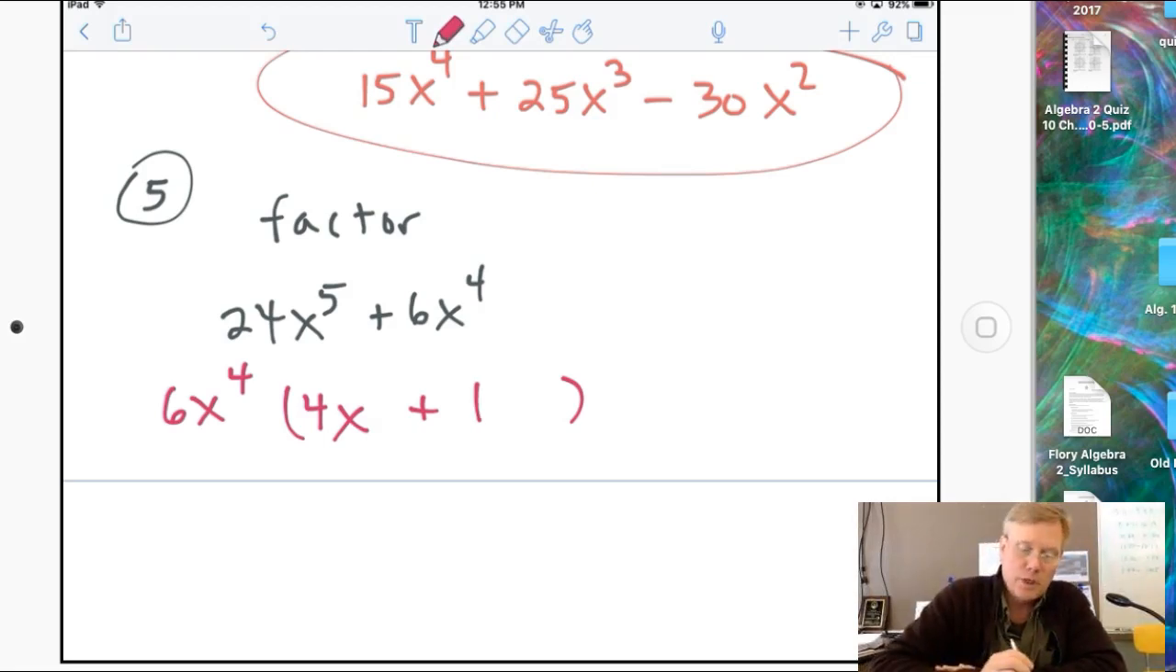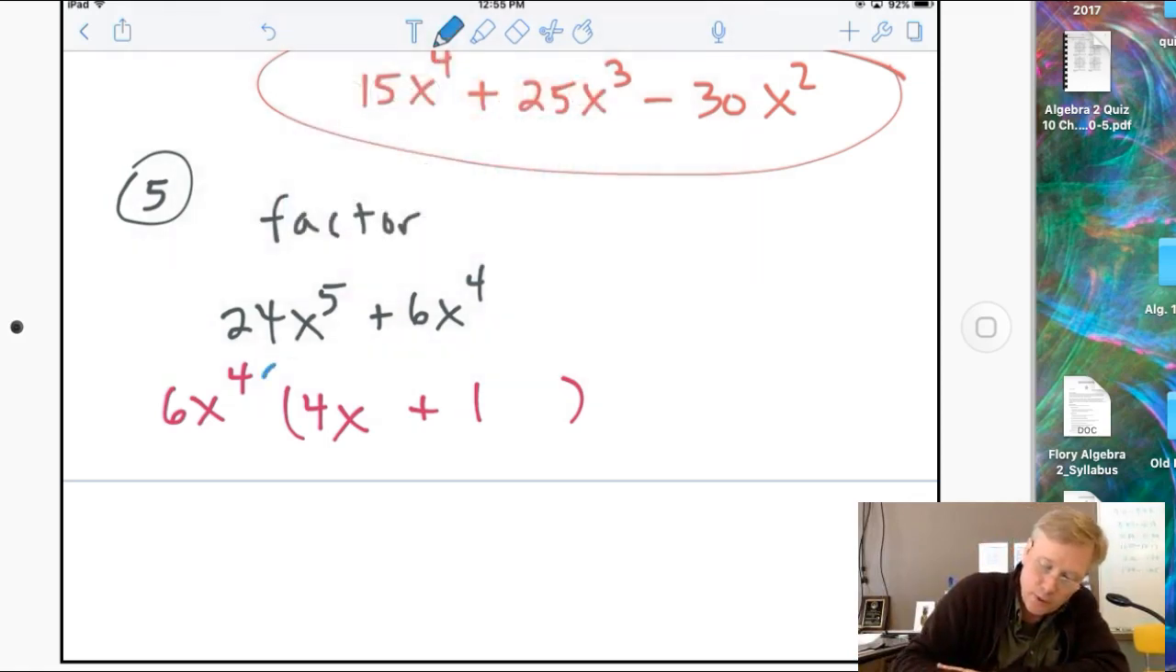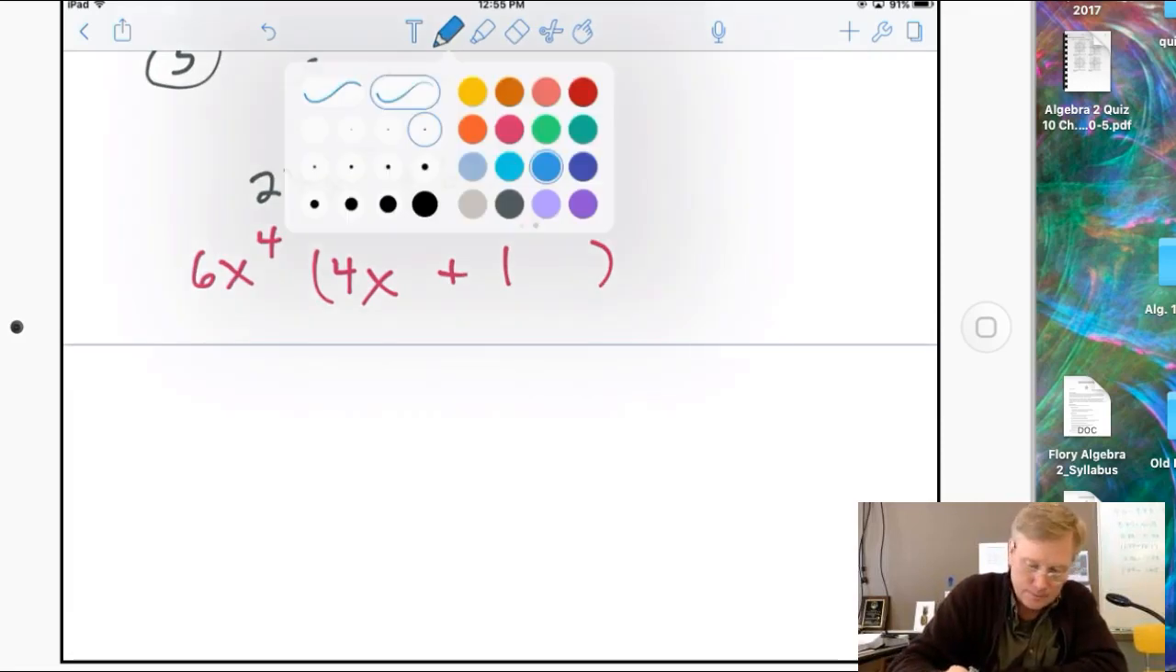And remember, you can always go check your answer by doing the distributive property here and see what you get. If you multiply that out, you better get what you started with. In this case, you do. So you know you're good. All right. Number 6.